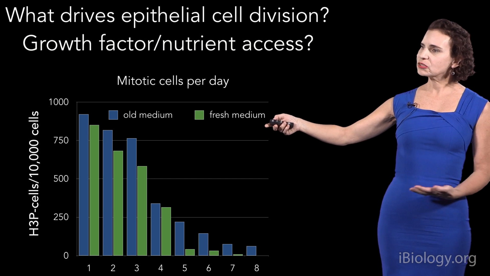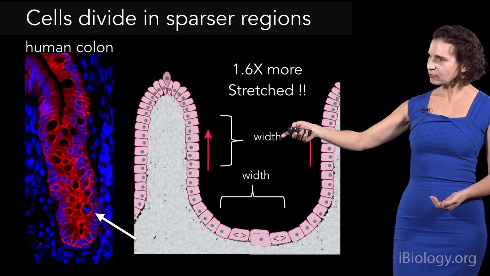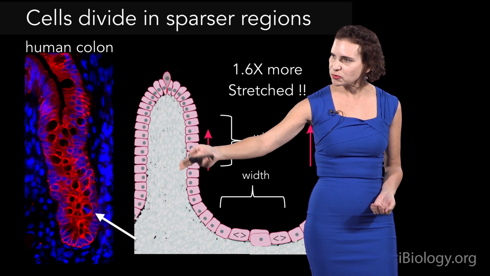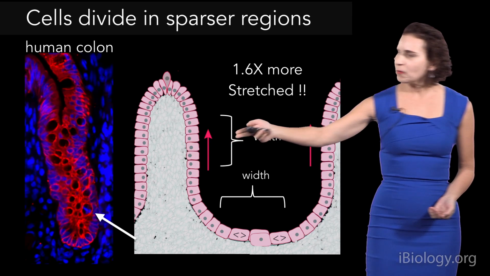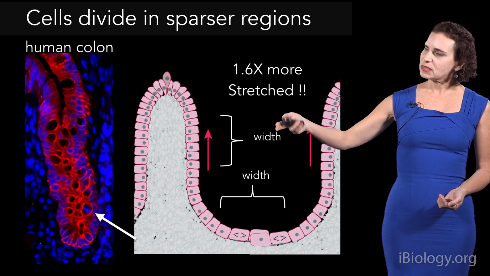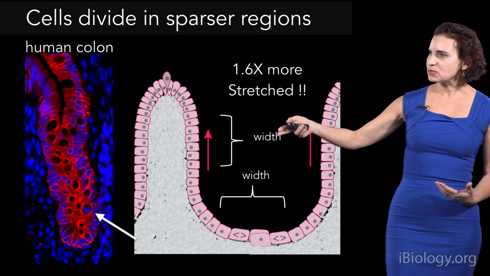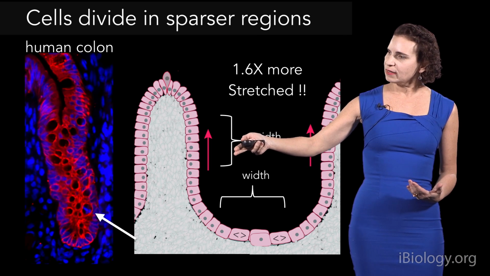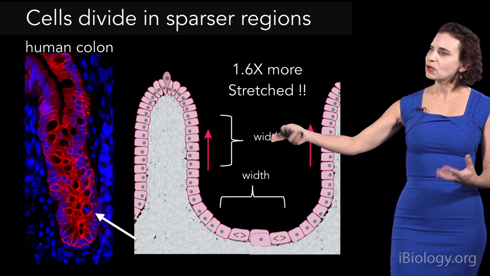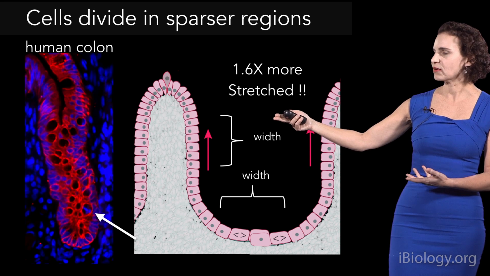And when we started to look in different tissues, we found the same kind of evidence. Here you can see just an example of human colon, and this is in the crypt where the cells are dividing. What we noticed in this crypt, as well as lots of other epithelia, is that the places where the cells were dividing were always more sparse than the places where they weren't dividing. And in fact, in all the different types of epithelia, we found that they were always 1.6-fold more stretched or more sparse than the places where they weren't dividing.